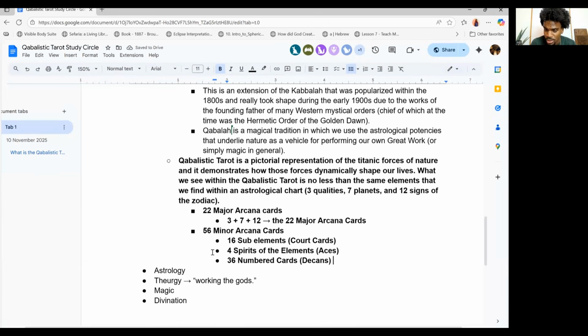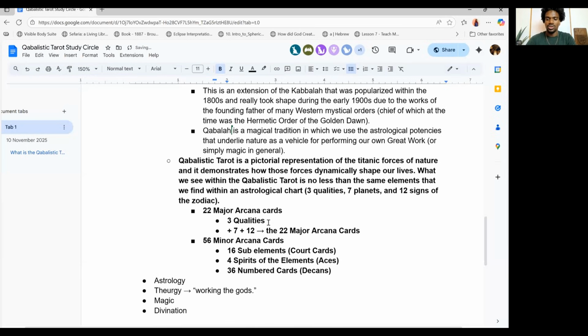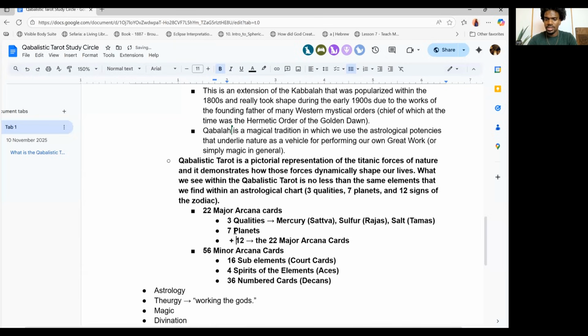We have 22 Major Arcana cards, 3 qualities. Those qualities are Mercury, sulfur, and salt. As we know within Indian culture, these are known as sattva, rajas, and tamas. 7 planets. You know the 7 planets. The 7 classical planets. Let's type them out. Saturn, Jupiter, Mars, Sun, Venus, Mercury, Moon.